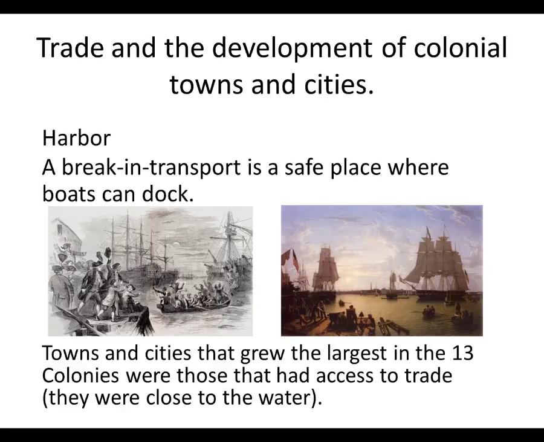Because the first European settlers came to North America over the ocean, the earliest colonial towns and cities were built near natural ocean harbors or on the banks of rivers that led to the ocean. European goods were imported into the 13 colonies through these coastal towns and cities. Colonial goods were also exported to European countries or other colonies from these coastal towns and cities. Towns and cities that grew the largest in the 13 colonies were those that had access to trade.